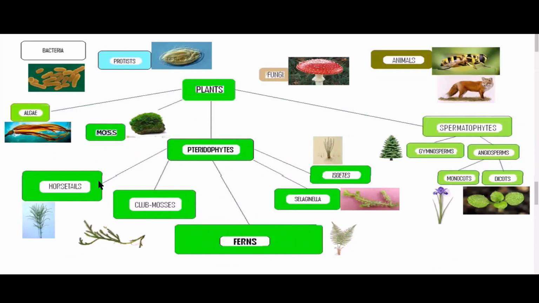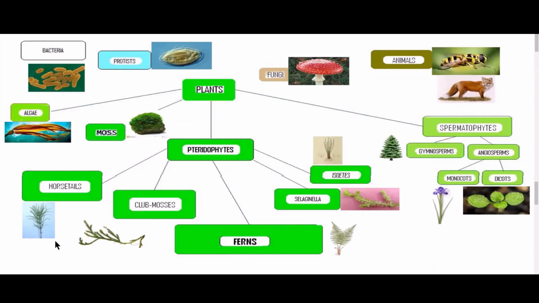Pteridophytes consist of horsetails, club mosses, ferns, and then two smaller groups, Selaginella and Isoetes. Isoetes mostly grow in mud or even at the bottom of ponds. Selaginella, there's only 2 or 3 species in New England, and they're pretty obscure. Even if you're standing right on top of them, they're hard to find.